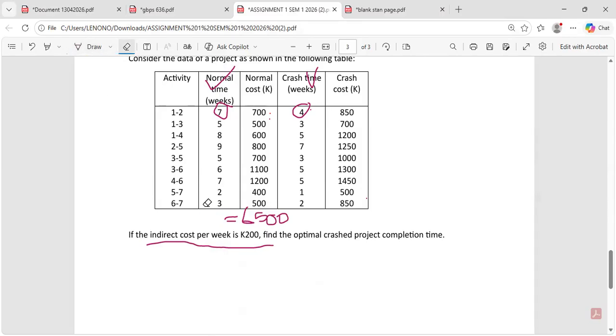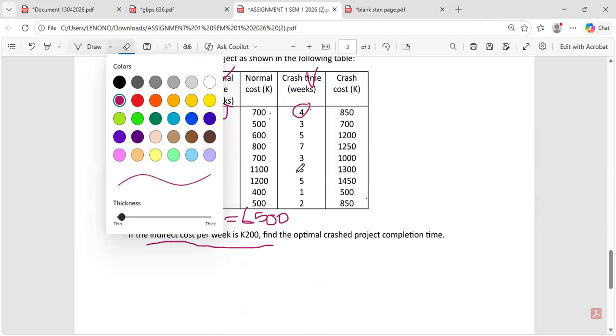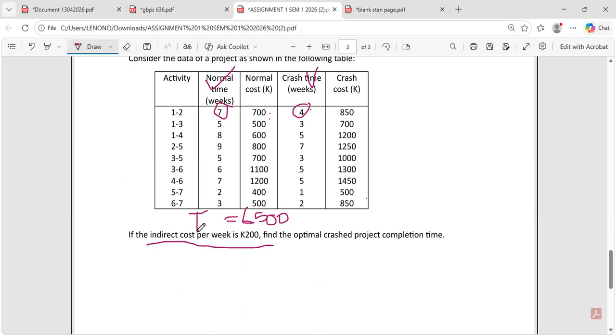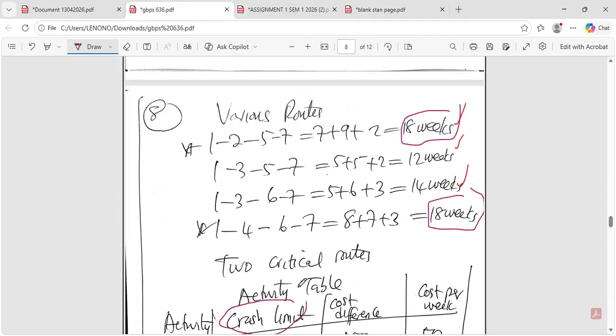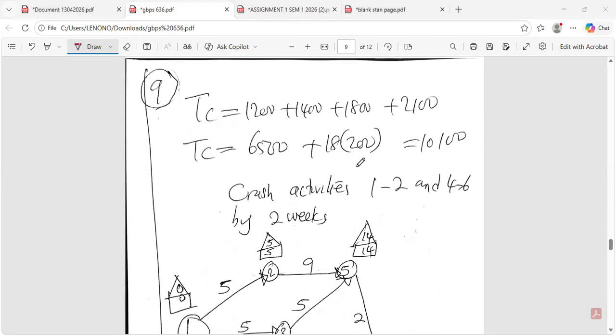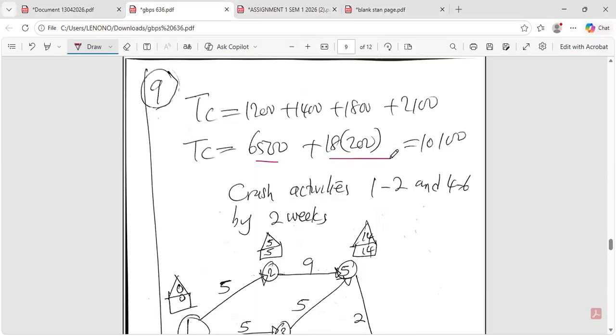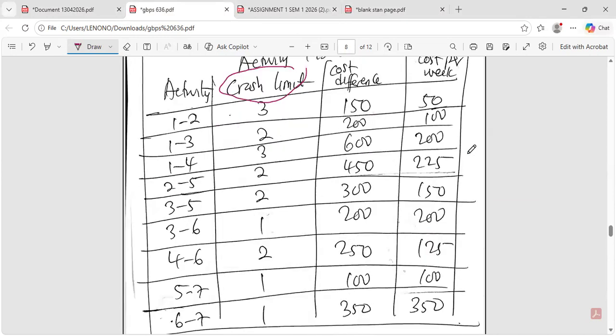So from this 65, you now incorporate the indirect cost of 200 per week. So 200 per week, we incorporate it. So meaning that the total cost came to 65 plus 18 times 200. So it's giving us 10,100. So we usually crash activities on a critical path with the lowest cost there.